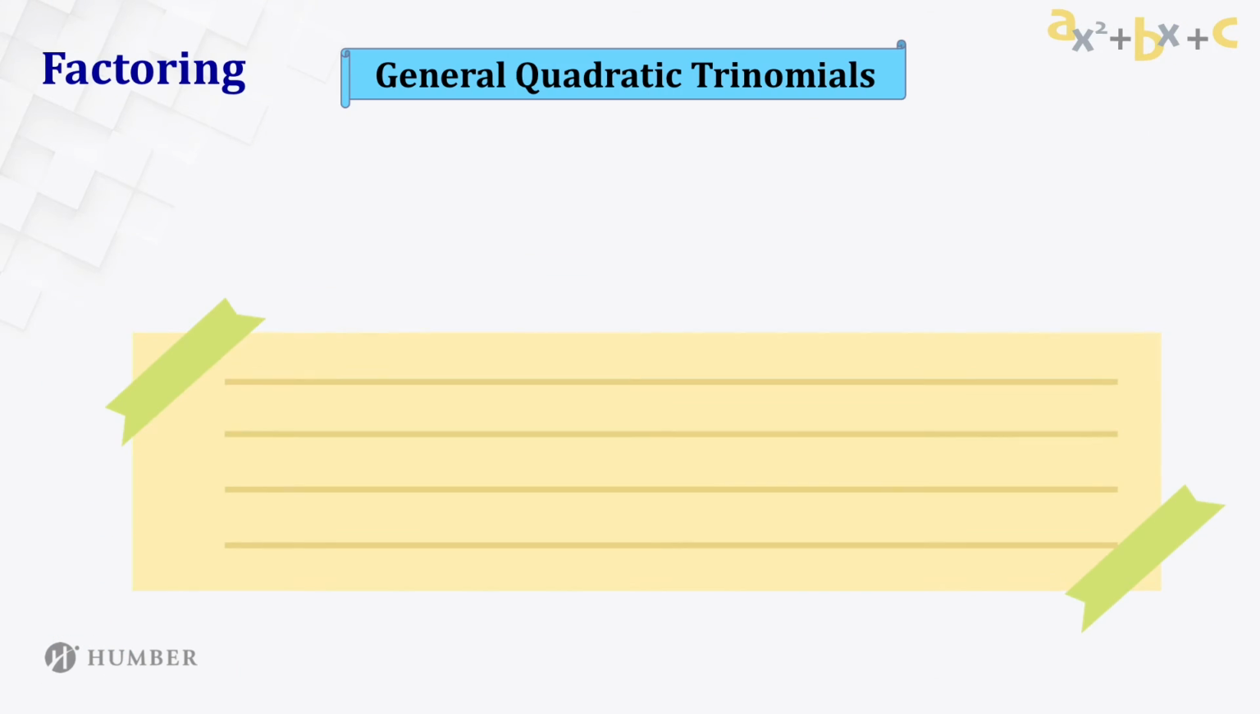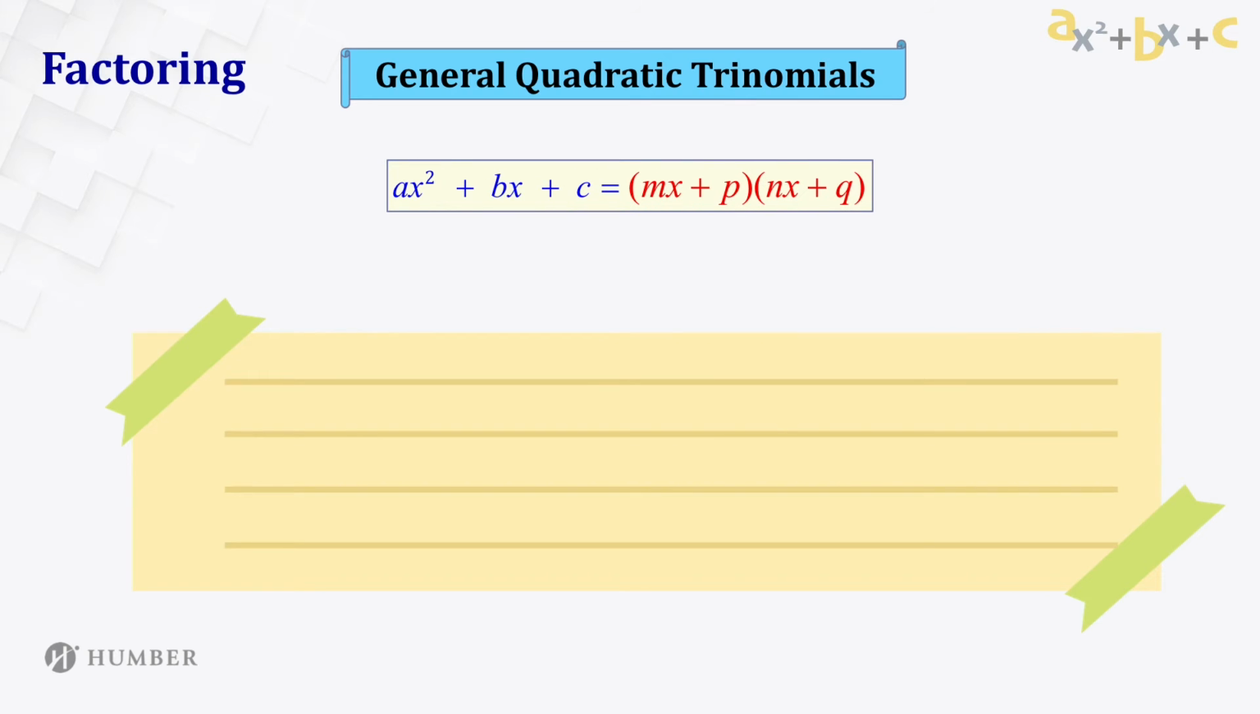Now let's move on to the general case of quadratic trinomials. In this topic, I will show you how to factor these using two methods, grouping and cross method. First, we begin by introducing the grouping method.